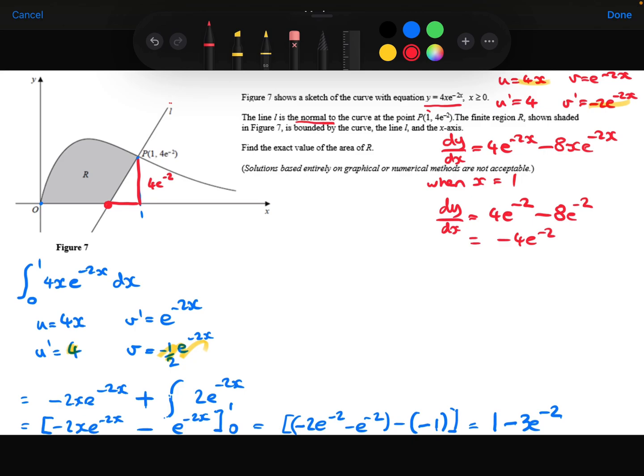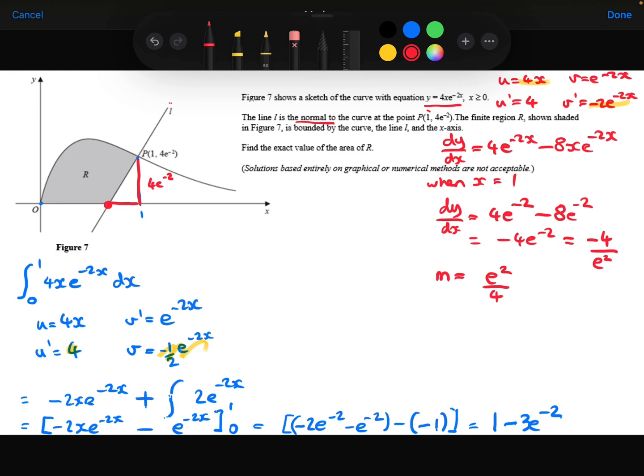But I want the gradient of the normal, so I want the negative reciprocal of that. Now, just to help me do the negative reciprocal, let me write this e to the power minus 2 in this form, because that minus 2 there means it's just e squared on the denominator. And now it's a bit easier for me to do the negative reciprocal there, so I'm just going to take that minus 4 and make it a positive, and flip that upside down, so I'll get e squared over 4. So that's the gradient of my normal.